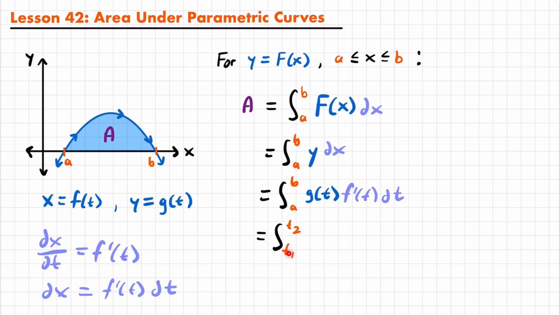T sub 1 is the t value that corresponds to this value of x, and t sub 2 is the t value that corresponds to this value of x. All right, so t sub 1 corresponds to a, and t sub 2 corresponds to b. And then the rest of our integral will remain the same. We'll have g of t and then small f prime of t times dt. All right, and what we have right here is an integral that we can use to calculate the area beneath the curve represented with parametric equations. We can find the area under parametric curves using this integral.